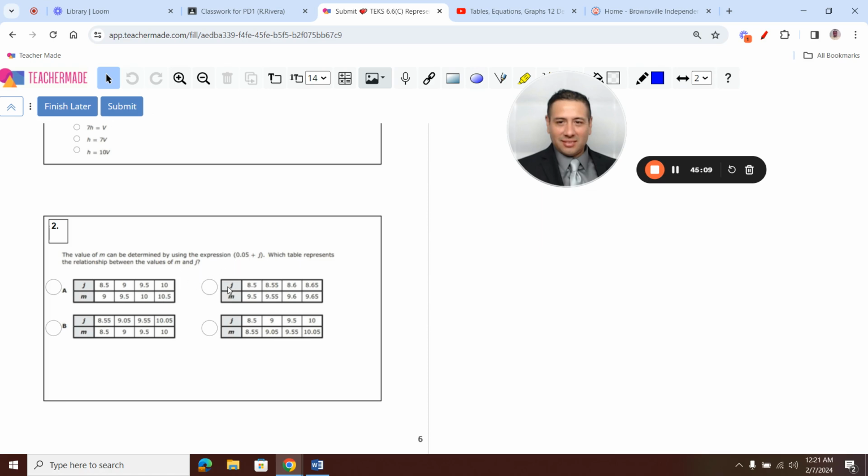Make sure that they're lined up. For example, you see this 10? It really means 10.00. You see that 10.5? You can say that really means 10.50. So when you plug it in here, you're going to see if it's true, that they belong together. That's number 2.